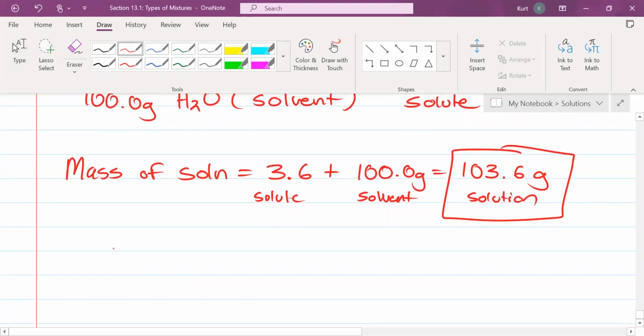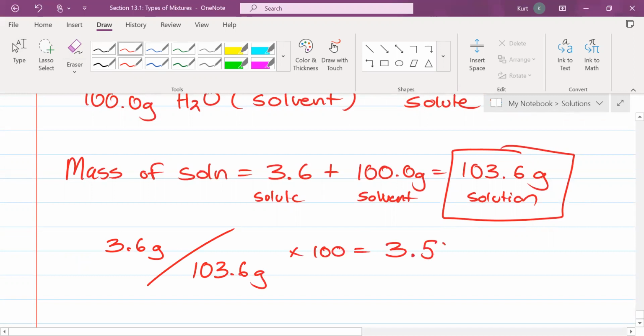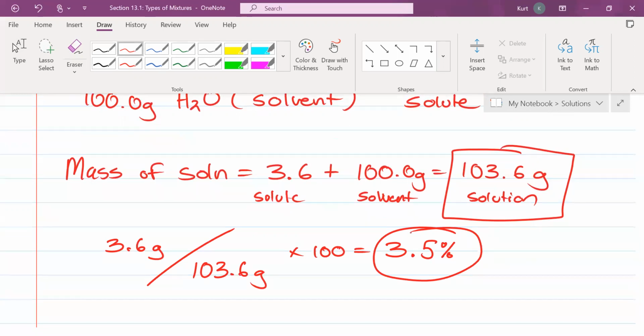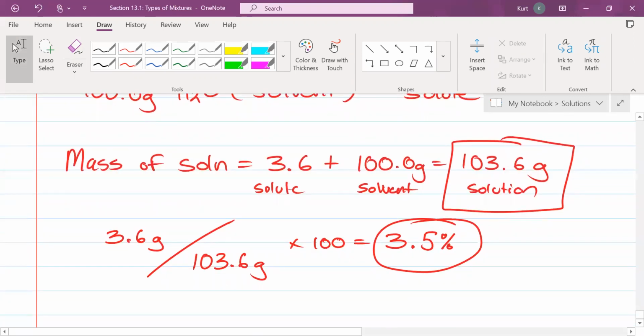And then what did you do next? I did 3.6 over 3.6. That's it. 3.6 divided by 103.6 times 100 should equal about 3.5%. So when I have 103.6 grams of salt water, we're at 3.6 grams of salt and 100 grams of water. 3.6 divided by 103.6, that's 3.5. Yeah. And it is in sig figs.